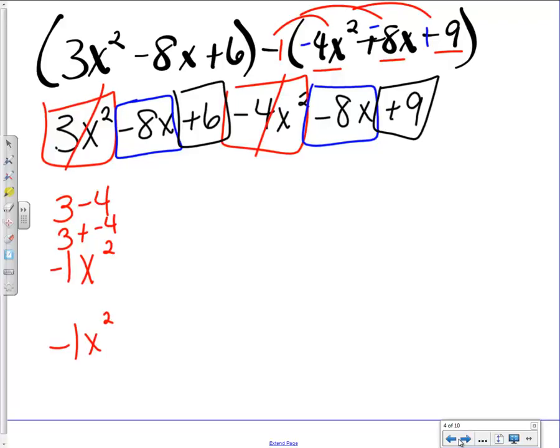I know that they both have an x, so my answer is going to be an x. I have a -8 minus 8. Some of you got this wrong on your test and you said that this is 0. You would be wrong. Here's why.